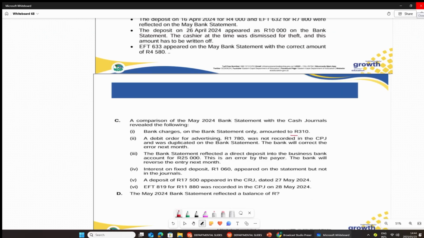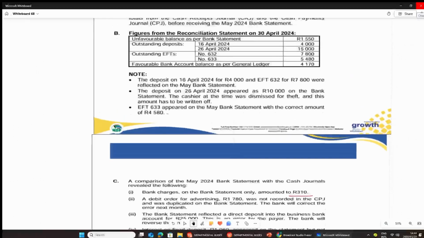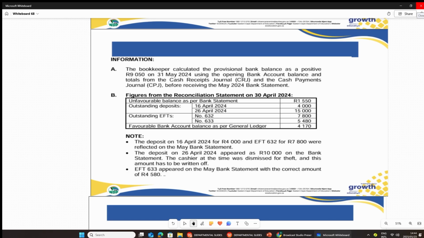As I was saying, guys, this 310 that you see here is stated as bank charges on the bank statement only, therefore it's not reflecting in our books. So this amount has to be recorded with this 9,050. Our calculation will be 9,050 minus the 5,000 rand of earlier on, minus this 310. This 5,000 rand we have lost because of theft. This 310 we are also going to reduce from this 9,050 because that is a payment ultimately.